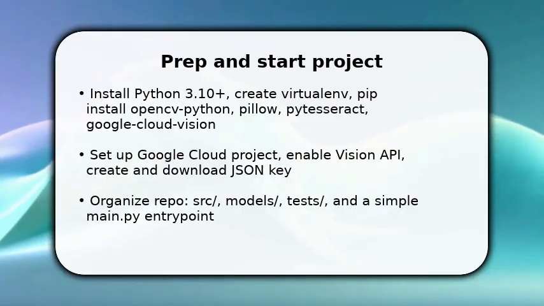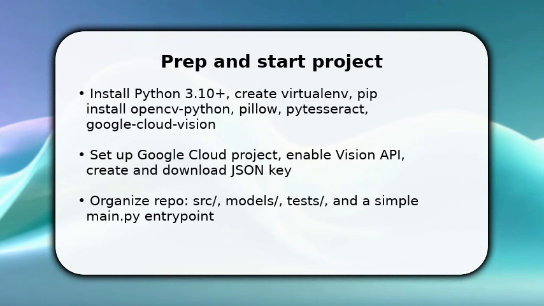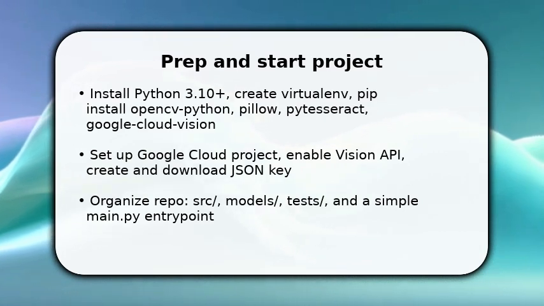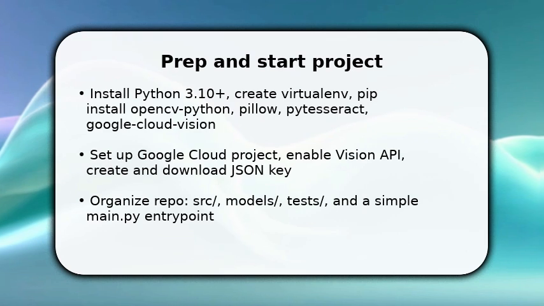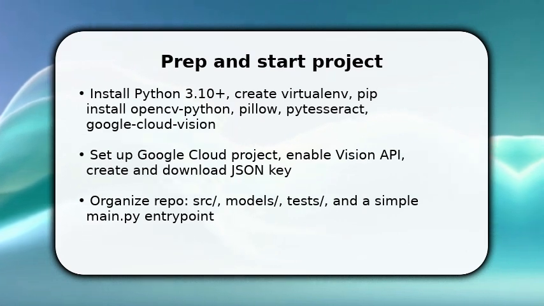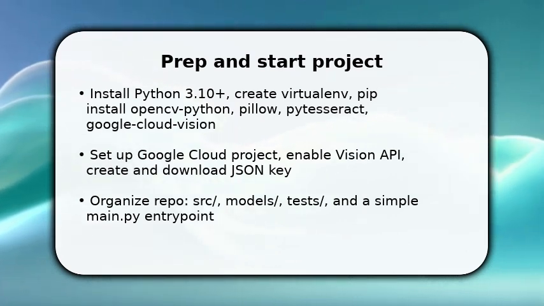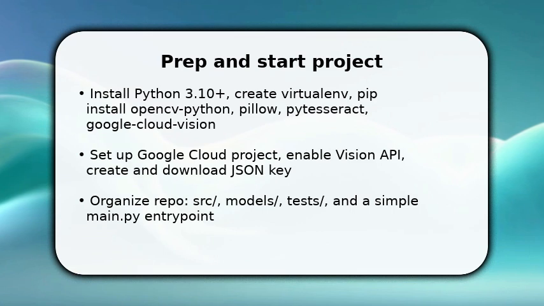You start by preparing a focused workspace. Create a virtualenv and install OpenCV, Pillow, PyTesseract, and Google Cloud Vision so you can capture and analyze images. Once done, enable the Google Vision API and download the service account JSON. You'll use it for authenticated requests.